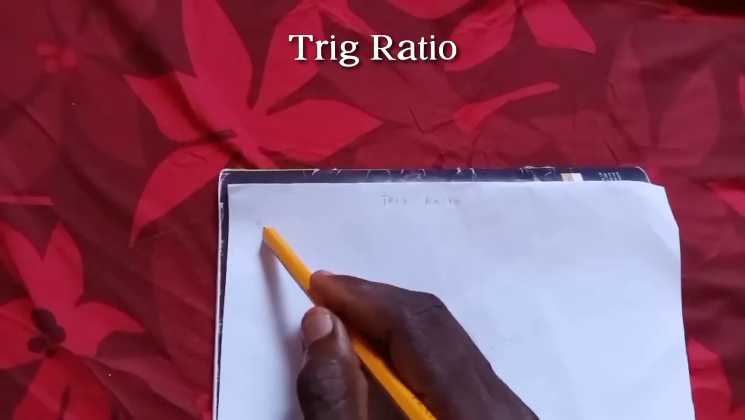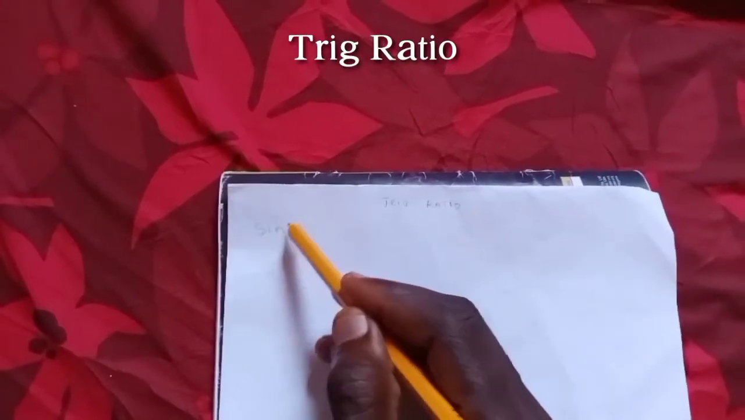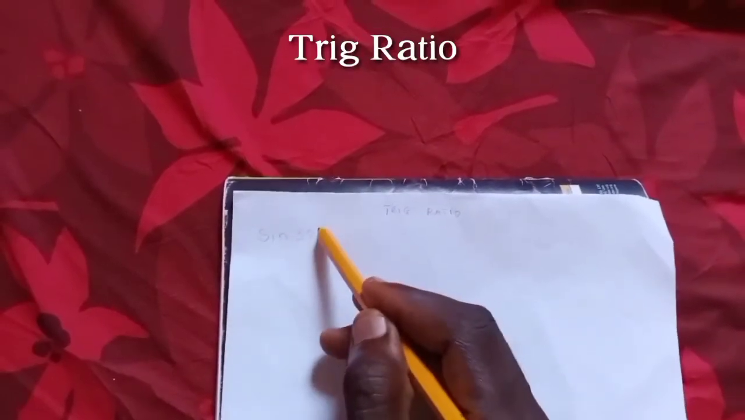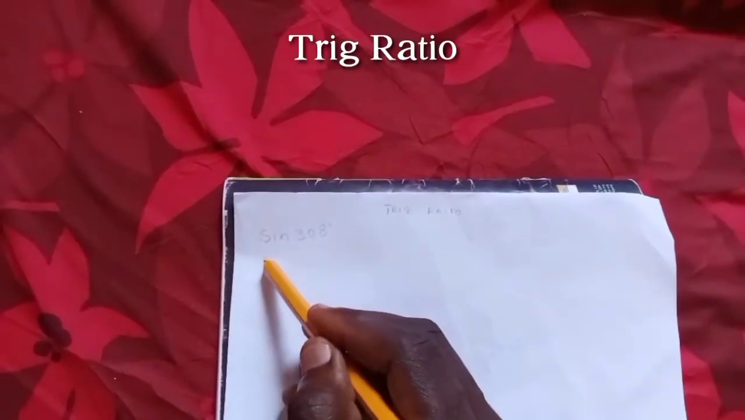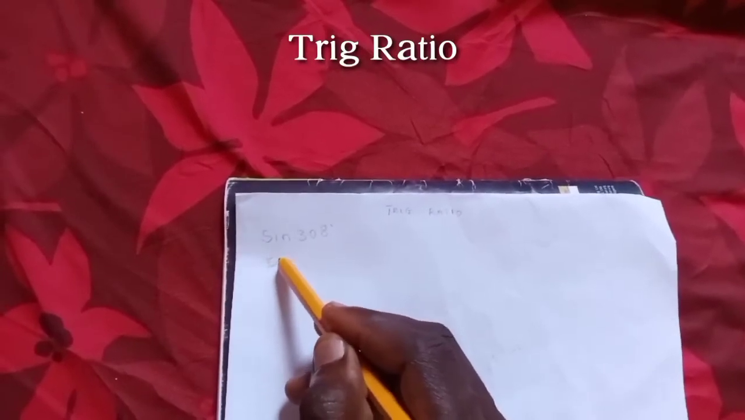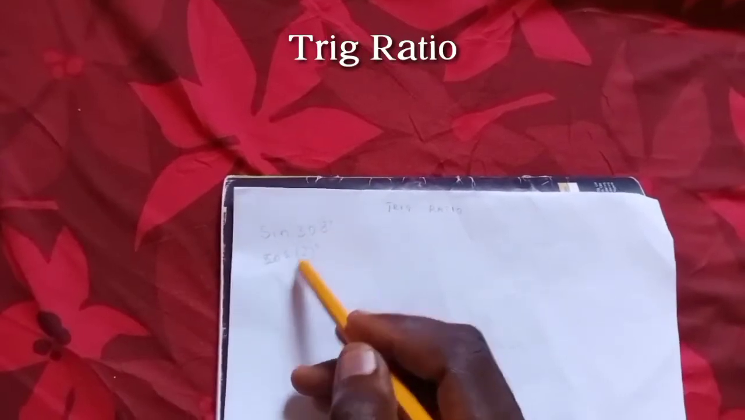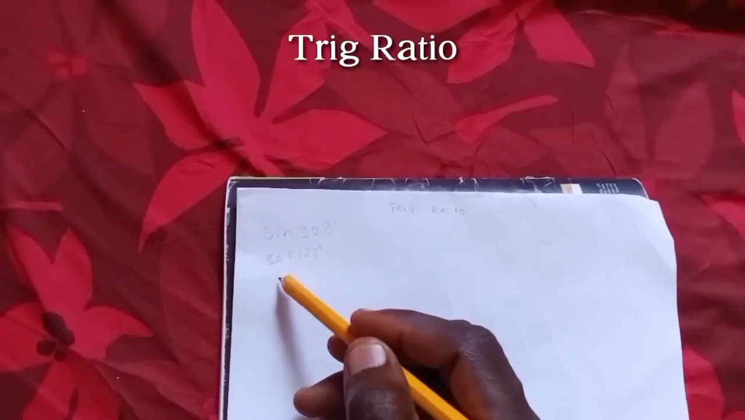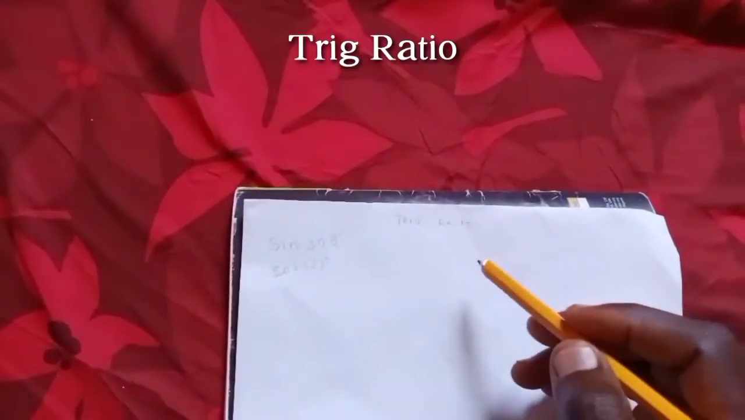Trig ratio is actually a topic whereby you'll be asked various questions like find sine 308, or maybe find sine. Okay, let me use cos. Find cos 127 using table, not using your calculator now. Is that okay? But the first thing I would like you to do is actually have this in your mind.